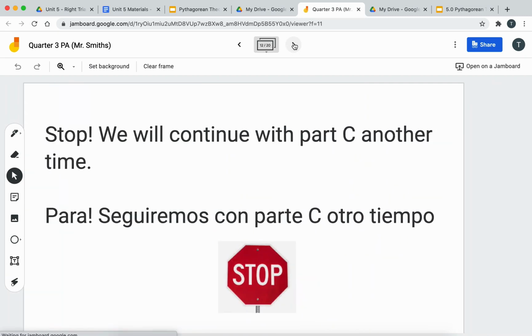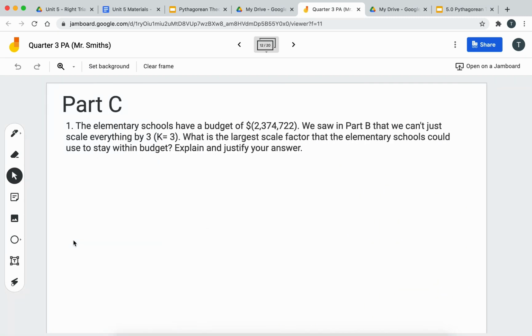So now the first part of part C is the elementary schools have a budget of, and this is for me because of the fence and the grass I used, $2,374,722. We saw in part B that we can't just scale everything by 3, scale factor of 3. What is the largest scale factor that the elementary schools could use to be within budget? Explain and justify your answer. So this reasoning will be true for anyone.